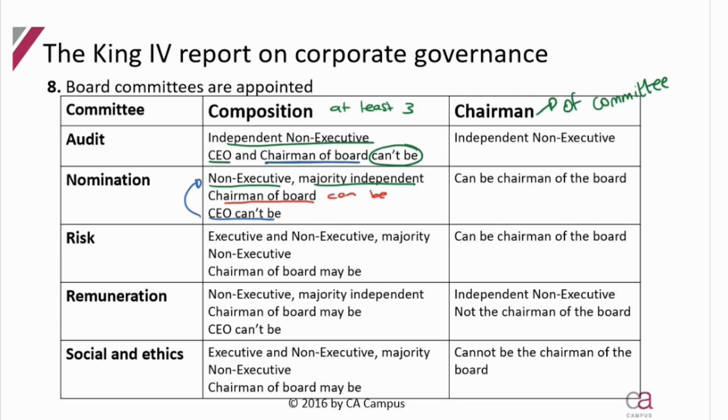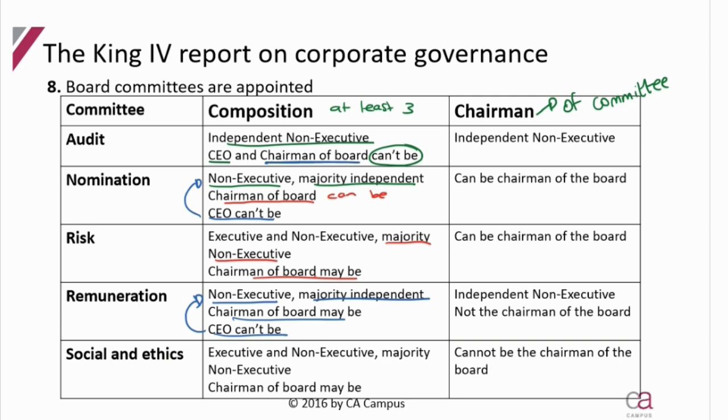Your risk committee can have both executive and non-executive, but the majority of those must be non-executive. We saw that as a difference between King 3 and 4. The chairman of the board can be a member of the risk committee. So far, he just can't be a member of the audit committee. Your remuneration, only non-executives, and again, majority must be independent, so exactly the same composition as the nomination. Chairman can be, but CEO can't be. And again, why can't the CEO? Because he is an executive director.